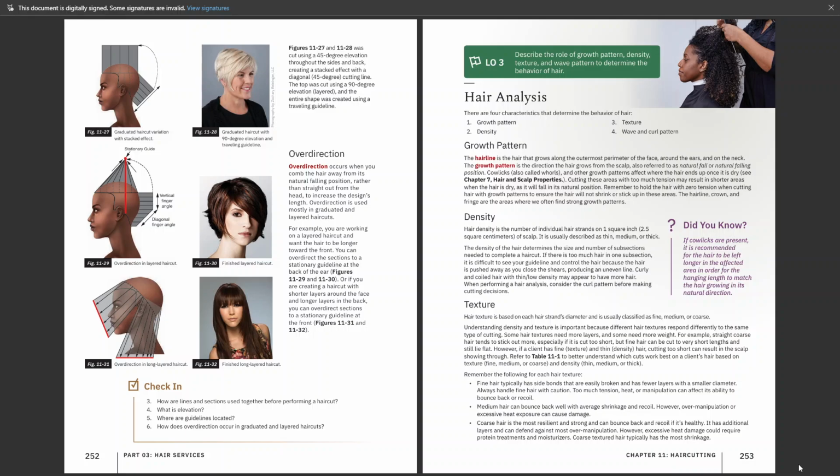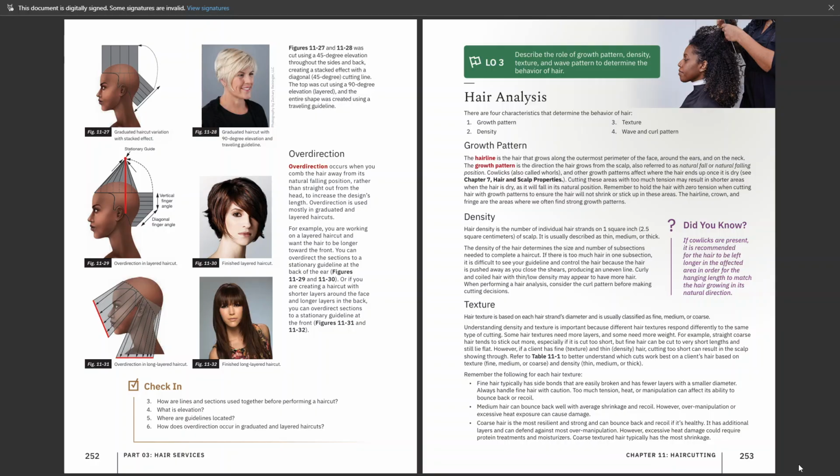All right, let's start learning objective number 3. Describe the role of growth pattern, density, texture, and wave pattern to determine the behavior of hair. Hair analysis. There are 4 characteristics that determine the behavior of hair. 1. Growth pattern. 2. Density. 3. Texture. 4. Wave and curl pattern.